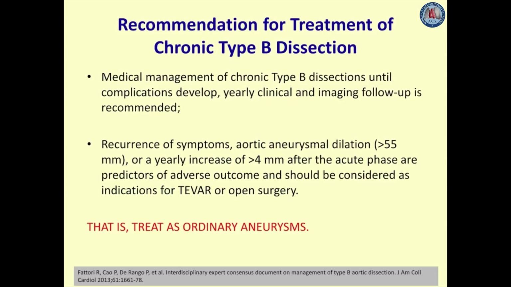In terms of the treatment of chronic type B dissection, these aortas are really treated like other aneurysmal aortas, with intervention for increase in size or rapid enlargement.